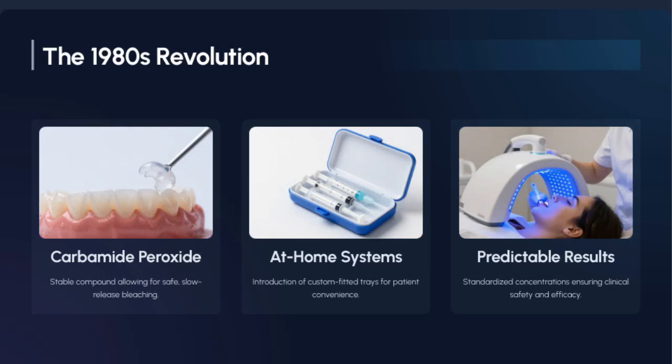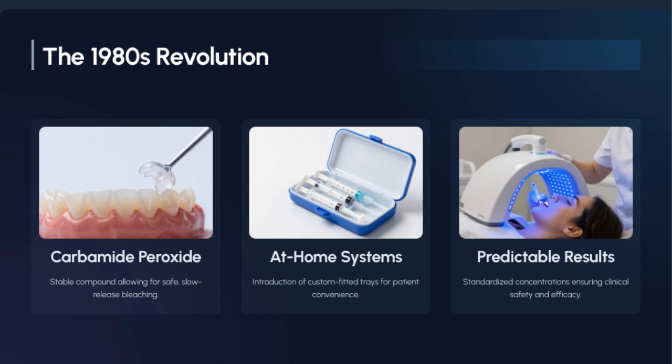On this slide, we're highlighting some key advancements in teeth whitening that have really shaped the field. First, we have standardized concentrations, which are crucial because they ensure both safety and effectiveness. When we use consistent, predictable levels of the active ingredients, we can confidently achieve reliable results for our patients. Next, I want to point out the introduction of custom-fitted trays. These trays are a game changer in terms of patient convenience. They fit perfectly, making application easier and more comfortable, which can really improve patient compliance and satisfaction.